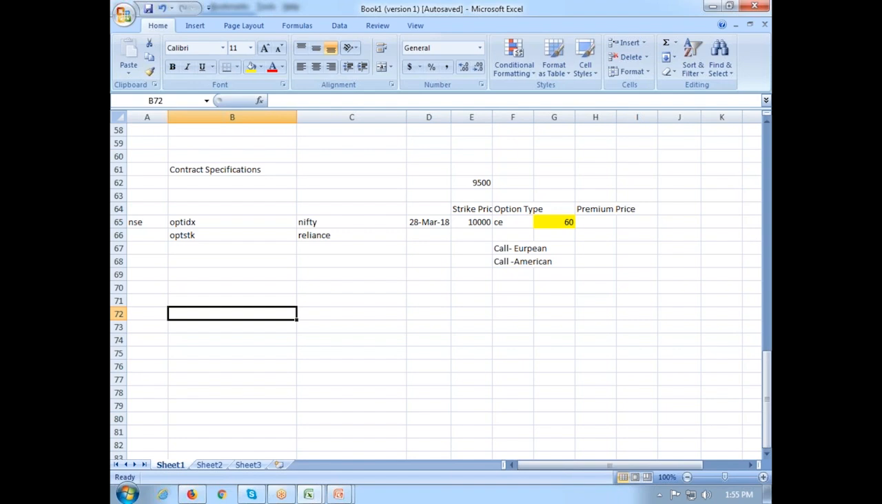If the market rises, the call option premium increases. If the market falls, the put option premium increases.